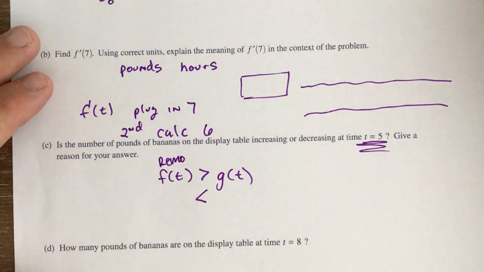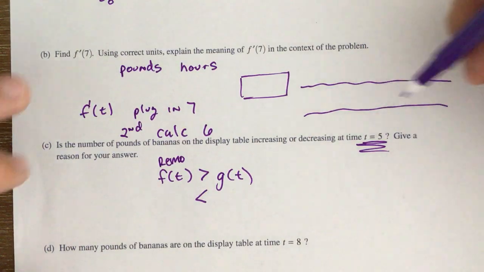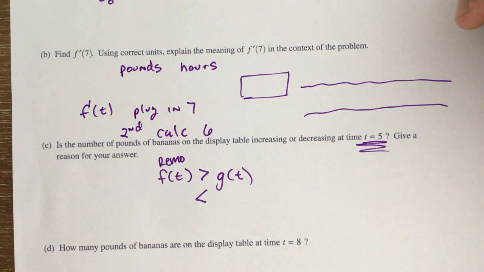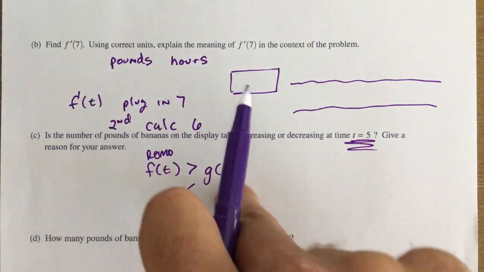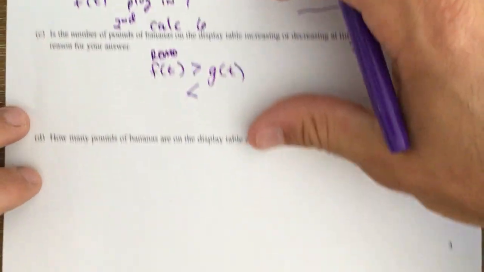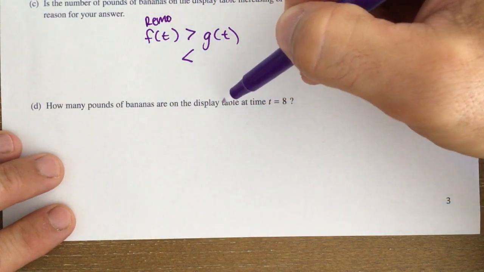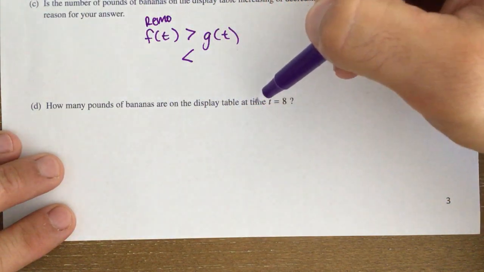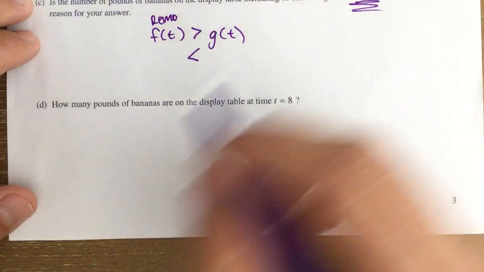So maybe get a graph, or plug in, would both be good ideas. You just need to plug in 5, and those are the rates. Remember, we're trying to figure out whether this rate is bigger or that rate is bigger. These functions are rates. And last one. How many pounds of bananas are on display on the display table at time t equals 8? Okay, so this is the last part.